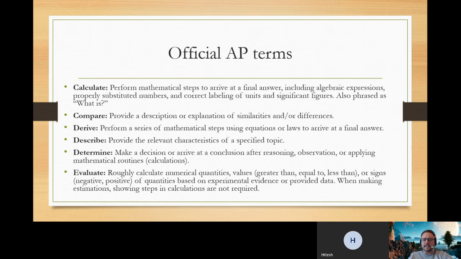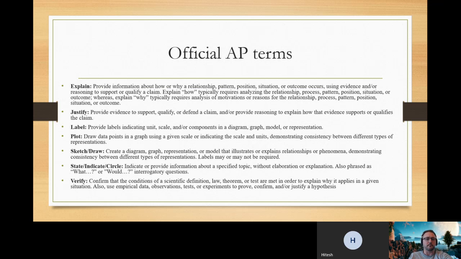Lots of times it's equal to, then less than, sort of rank ordering is what you're roughly doing, and showing steps and calculations is not required. So when answering these, you don't have to show the steps, but usually this is going to be a rank order question. Okay, these ones are a little bit smaller. We've got explain: provide information on how and why a relationship, pattern, position, situation, or outcome occurs using evidence. So that's sort of explain.